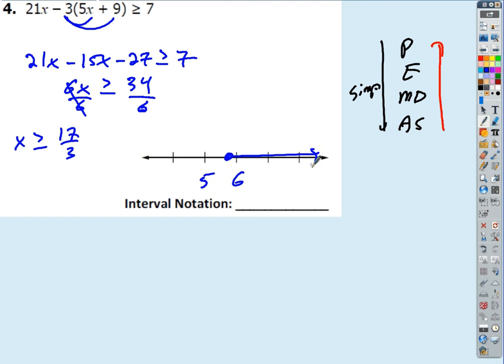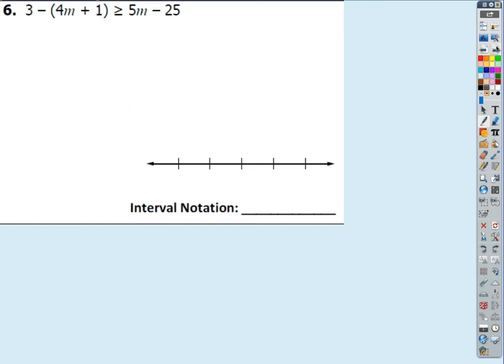There it is, okay. Interval notation. Bracket. Okay, good. And the bracket is on the left because I have a left endpoint here, don't I? Right? And then it extends to infinity and beyond. Okay. All right. How about this?